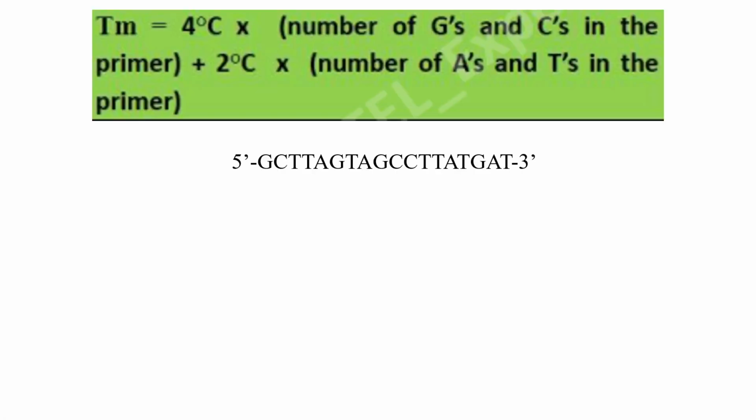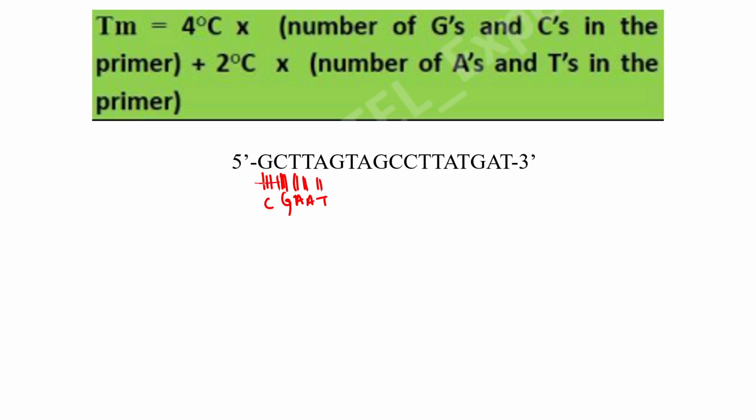So this is the formula basically. For calculating the melting temperature, I have this given sequence. So 4 degrees Celsius into the number of G and C's. Why higher Celsius for G and C? Because GC bonds are stronger, so it will require a higher temperature to break the GC bond. If I have a double strand, here I'll have 3 hydrogen bonds connected, whereas in the complementary strand only 2 hydrogen bonds will be there.